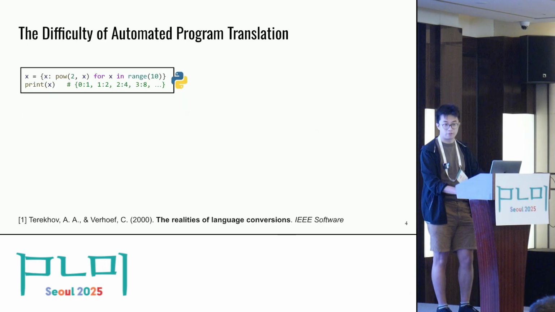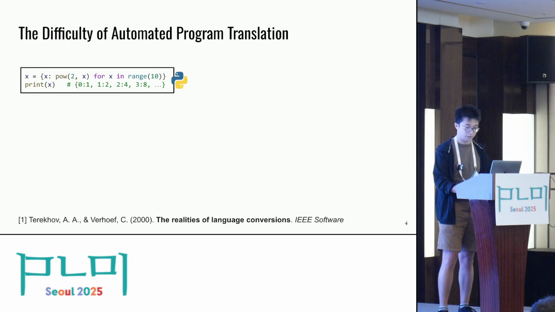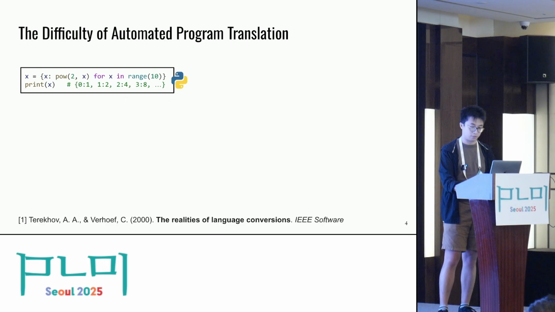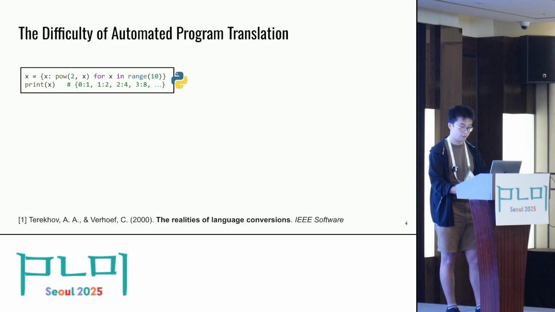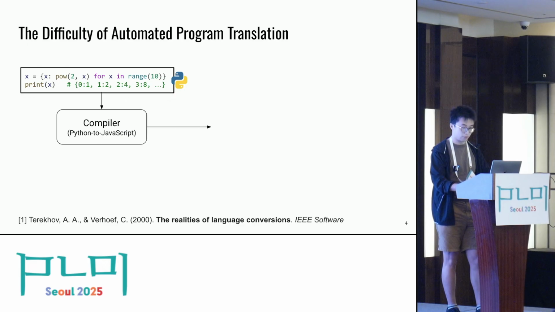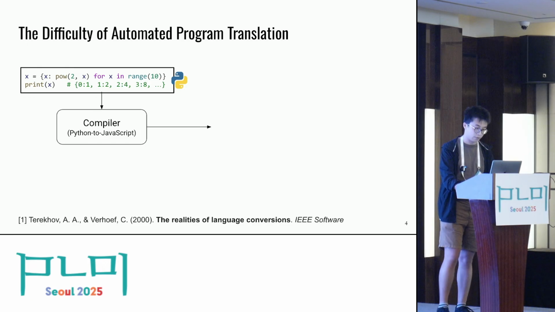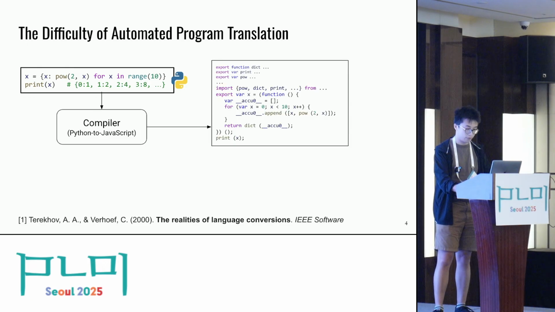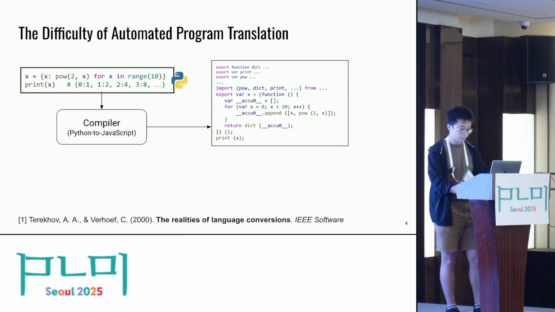So let's look at a very small example with 2 lines of Python. It creates a dictionary object and prints a result. Assuming we want to translate this piece of code to JavaScript, the traditional way is building a compiler. So we indeed have some Python to JavaScript compiler. If we give it to the compiler, it will give us some code like this.